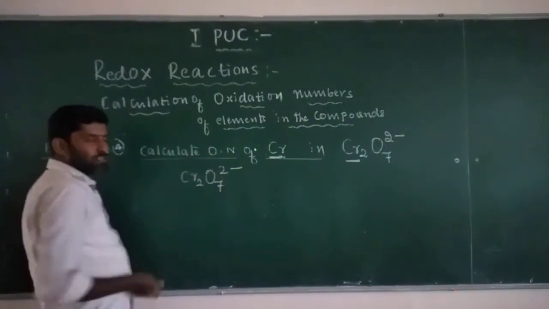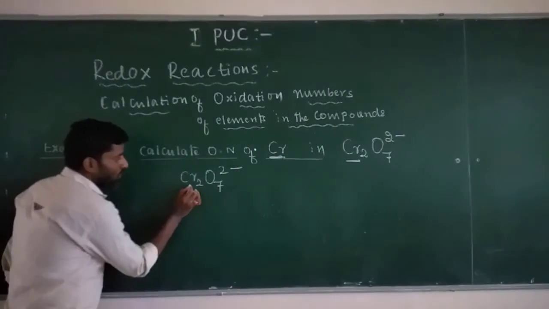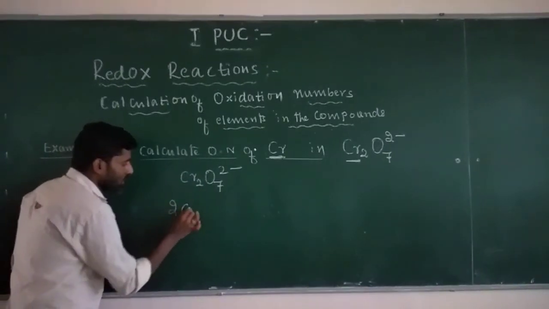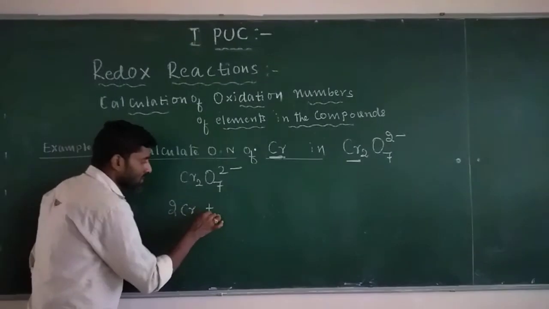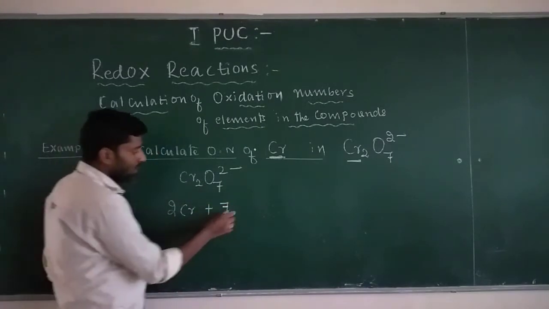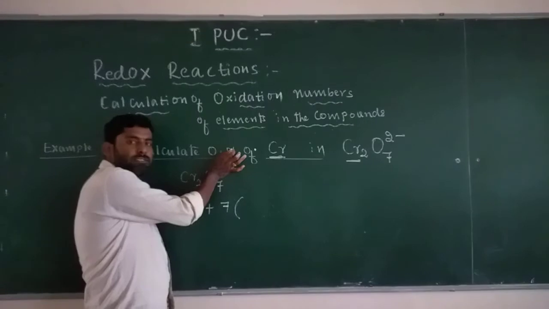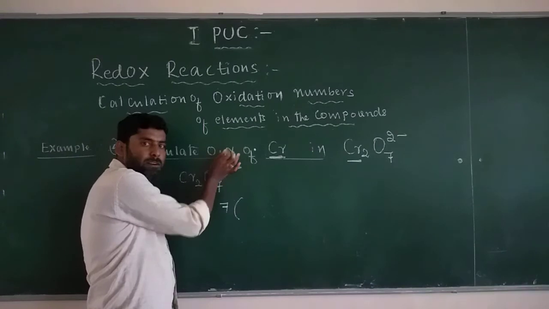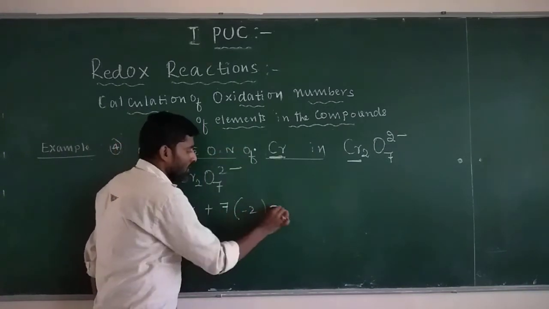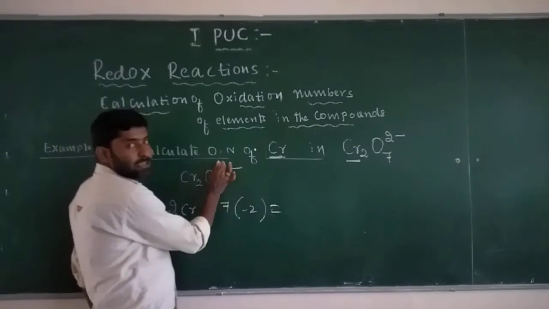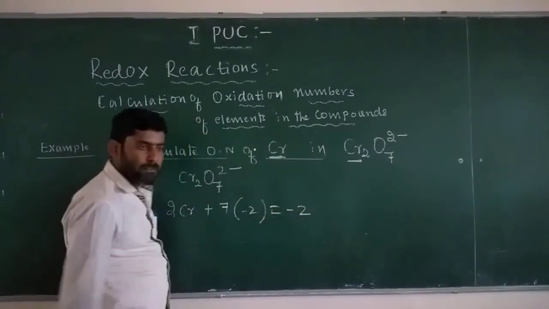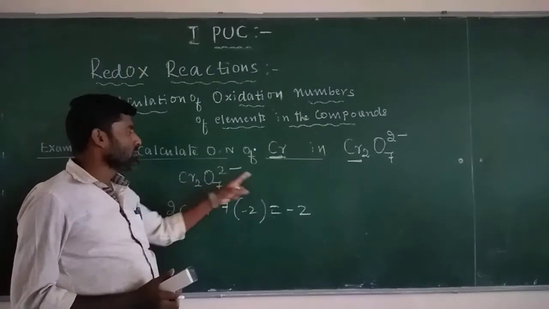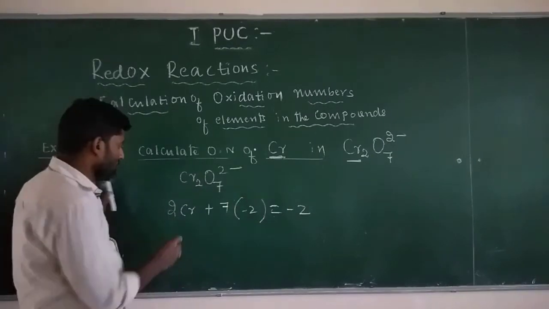It is a charged ion. We don't know the chromium oxidation state, and we have 2 chromium atoms. So 2Cr, keep as it is, plus 7 oxygen atoms we have. 7 into the common oxidation number of oxygen in the compound, -2, will be equal to the charge. How much? The ion is charged, so it is 2 minus. So that will be equal to -2.